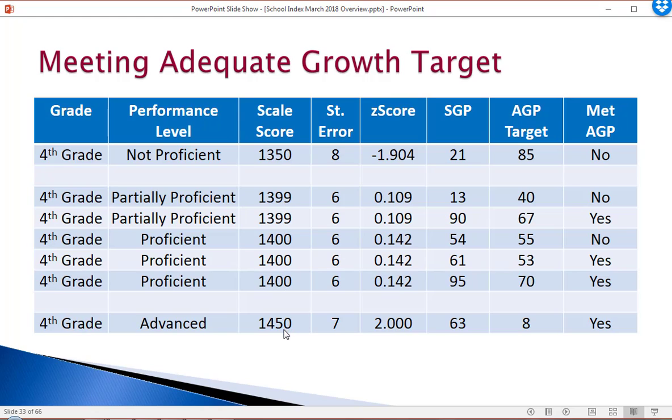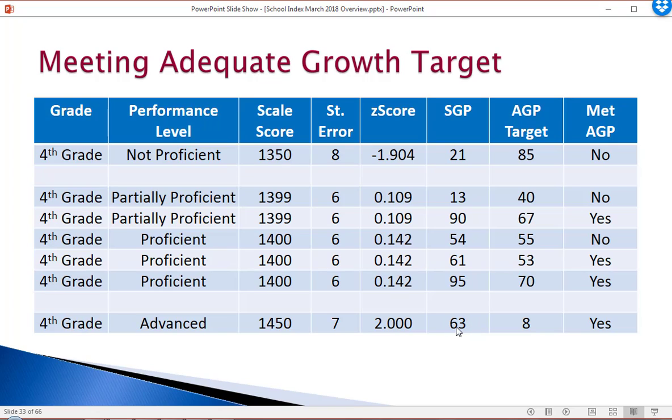This student at a 1450 is advanced and is 50 points above the proficiency. Now what you'll notice in general when you look at your student data file is that the students that scored very high can still have quite a range of student growth percentiles. This particular student scored better than 63% of other students compared to his 3rd grade test.